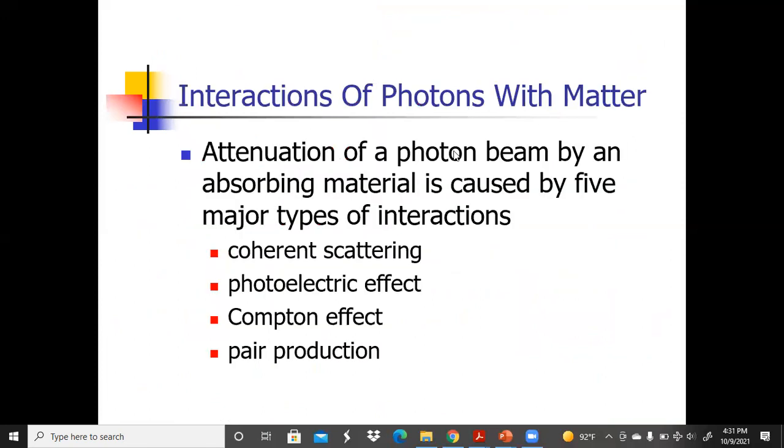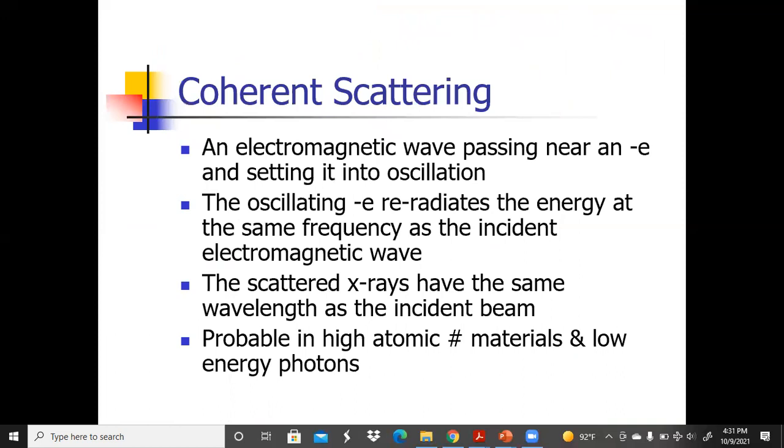Interaction of photons with matter. Attenuation of a photon beam by an absorbing material is caused by 5 major types of interactions. You've got coherent scattering, photoelectric, you've got Compton, you've got pair production, and there should be another one here. I don't know why they have photodisintegration on that, but there we are.